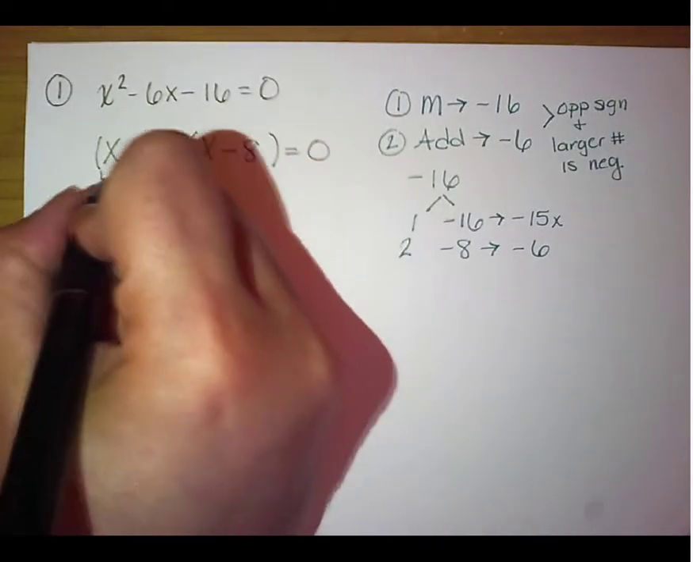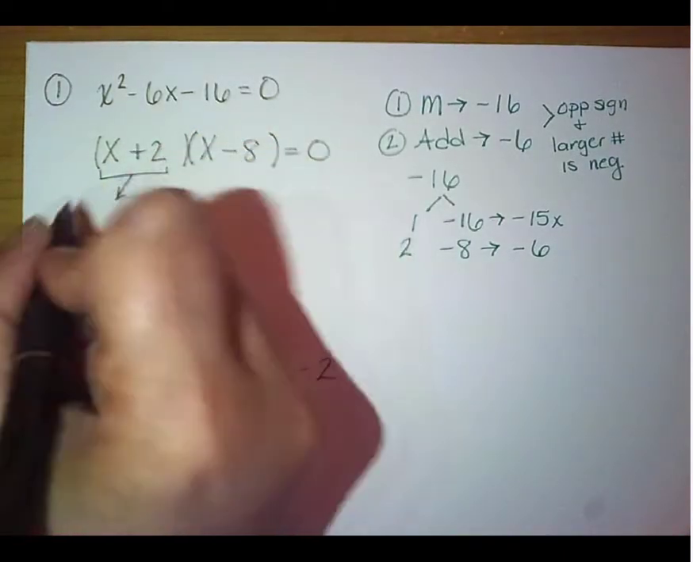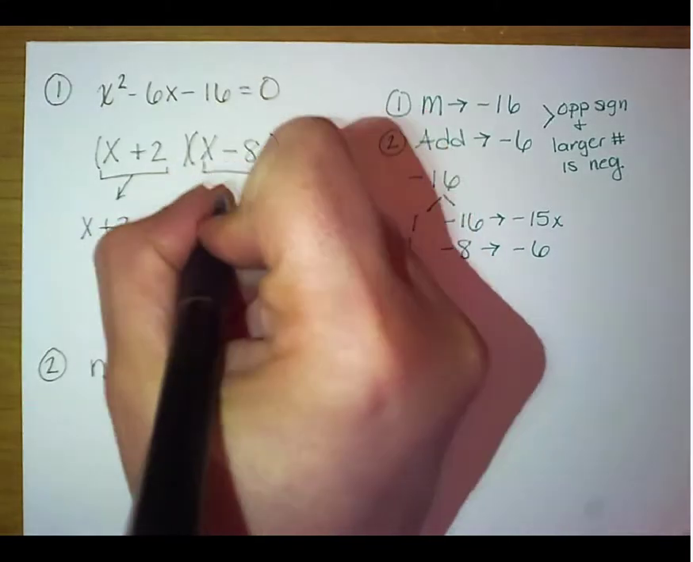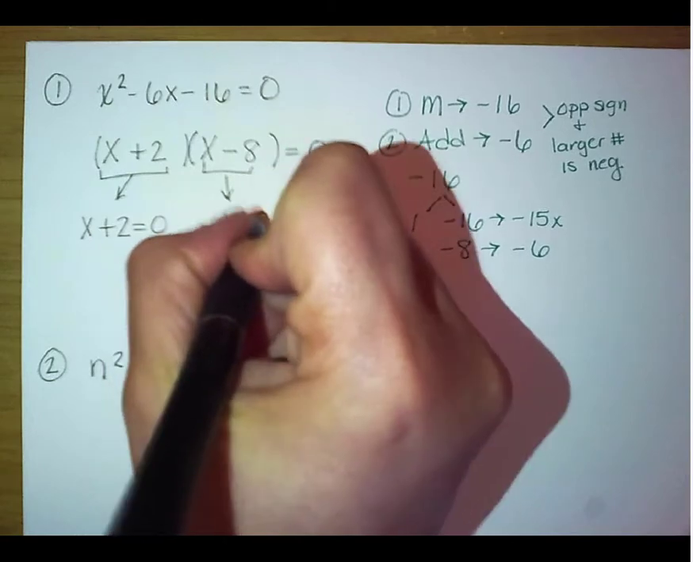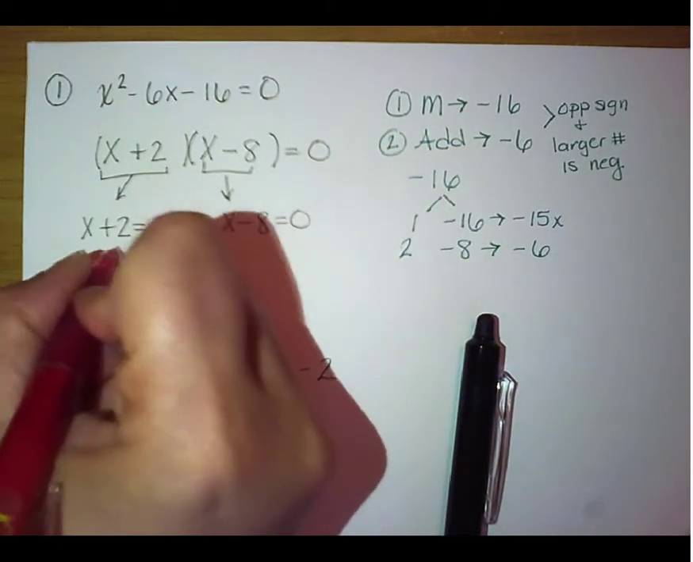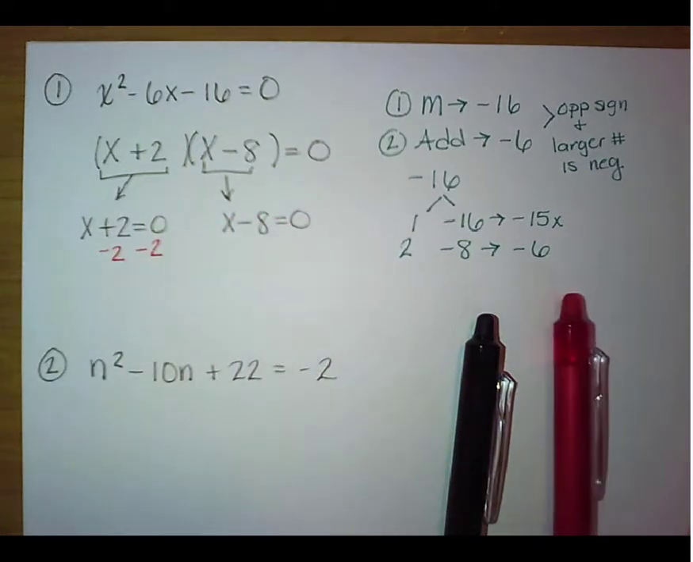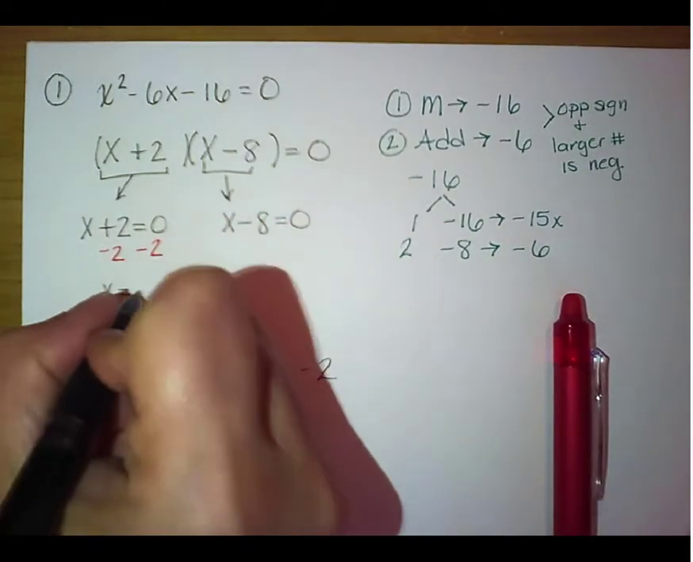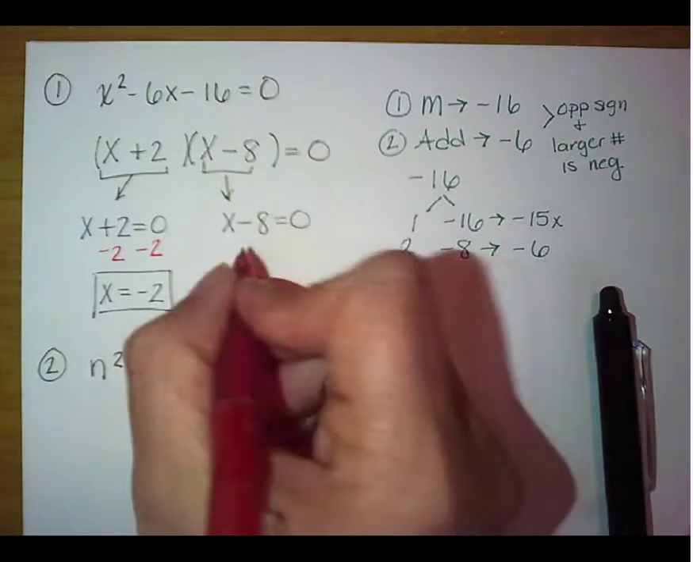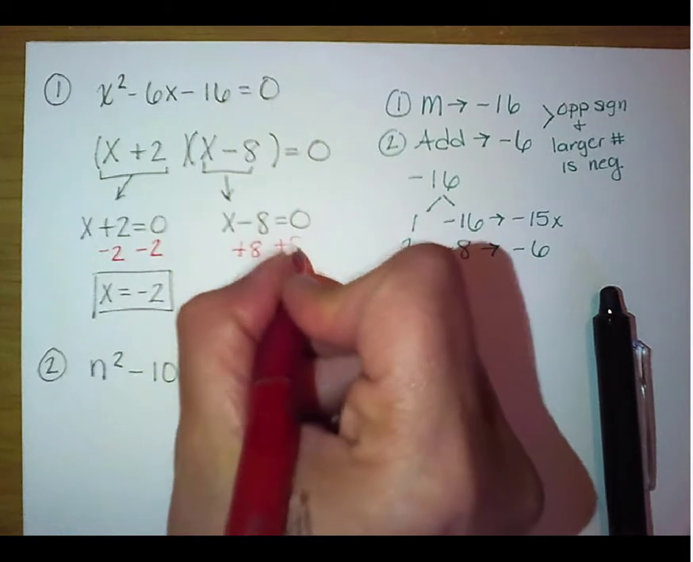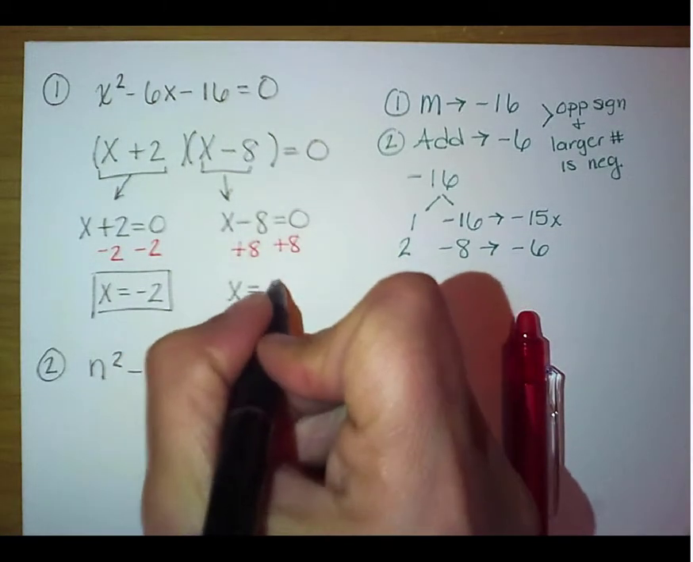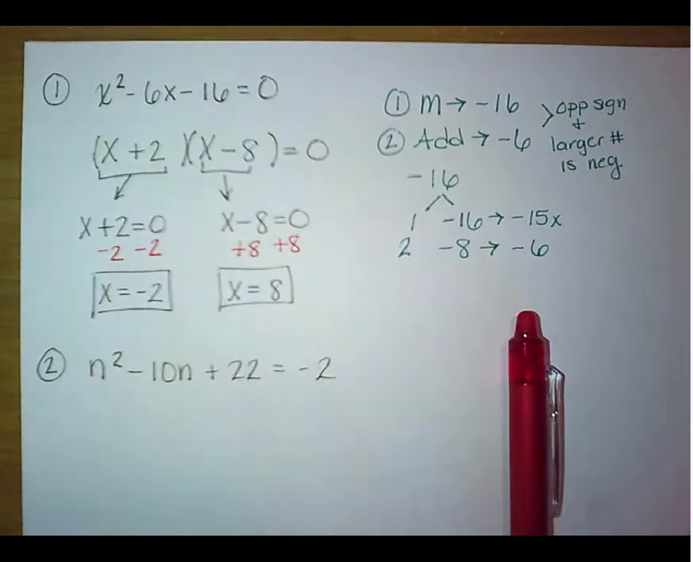So then we're going to take each one of these and set them equal to 0. So x plus 2 equals 0, x minus 8 equals 0. On this first one, we're going to subtract 2 from both sides, so x is equal to negative 2. There's one answer. And on the second one, we are going to add 8 to both sides, so x equals a positive 8. And there is your second answer.